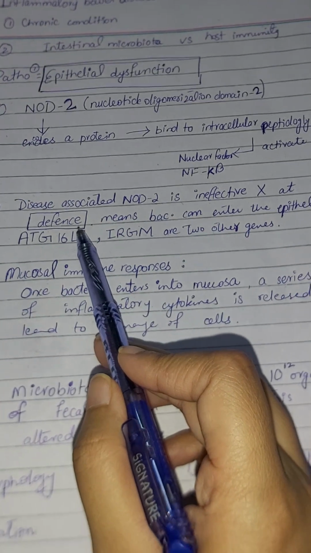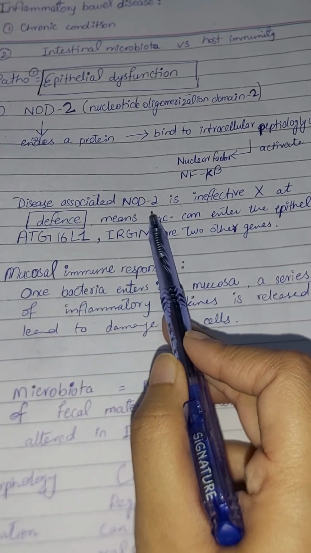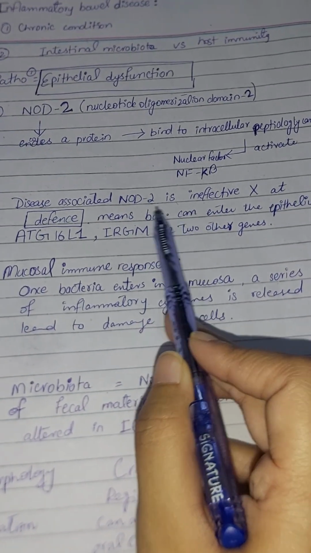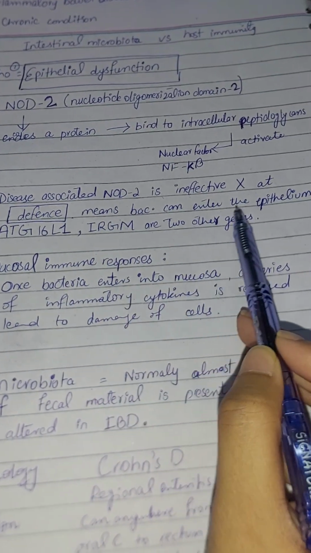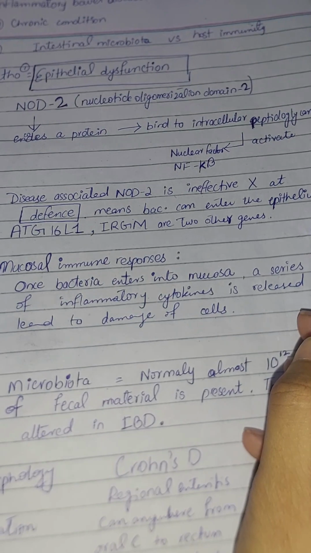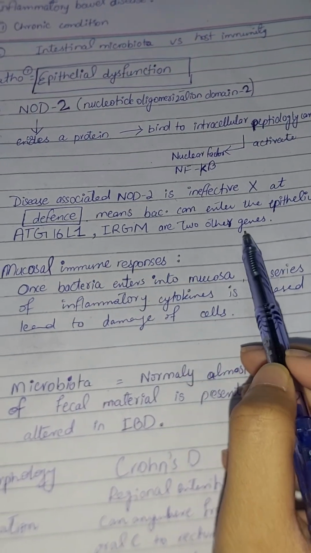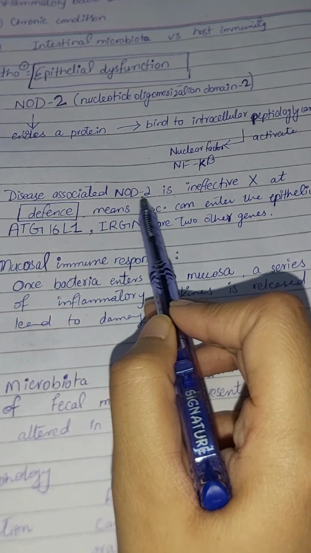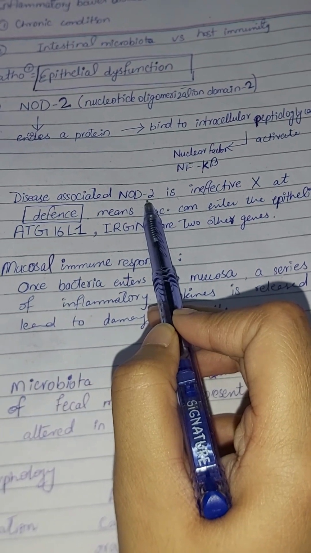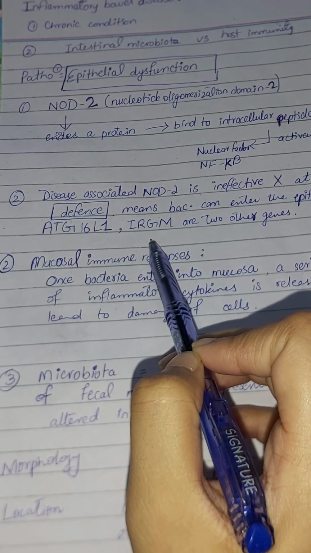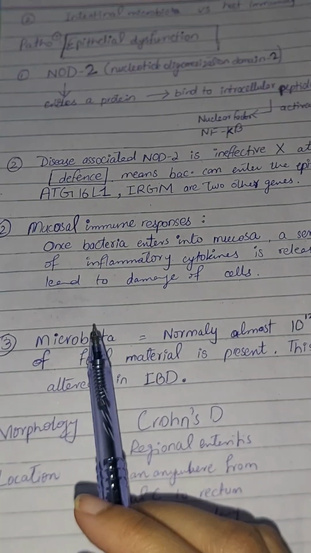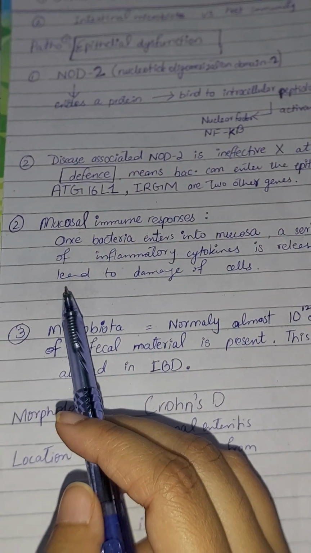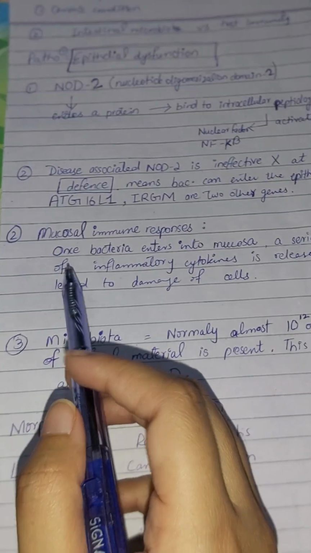The second one is the disease-associated NOD2 variants, which are ineffective at the defense mechanism, which means that bacteria can easily enter the epithelium. There is no defense by this group of genes, so the luminal bacteria easily enter it. I hope you are all with me and understanding my point. If you have any query, you can ask me in the comment section.